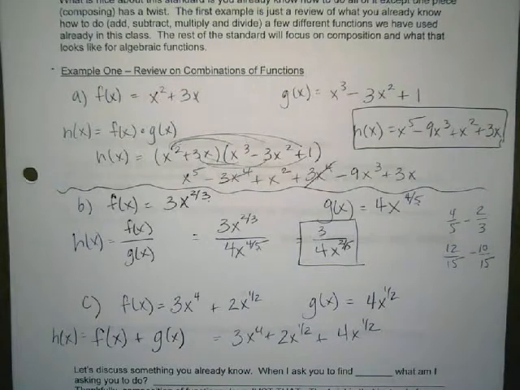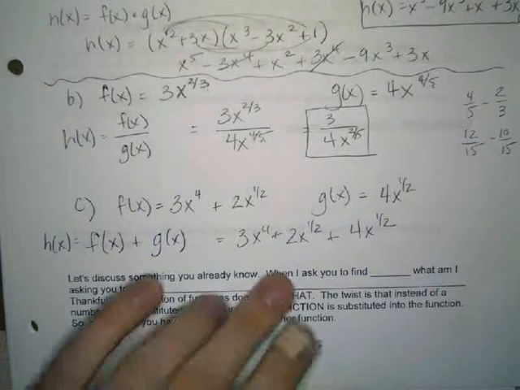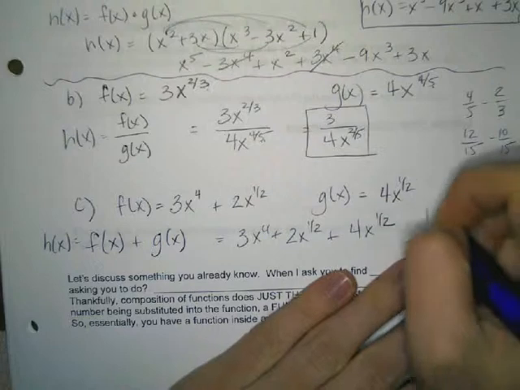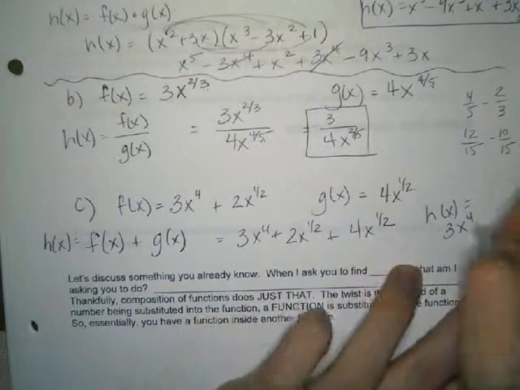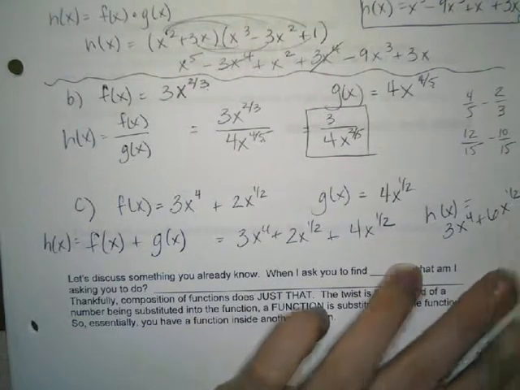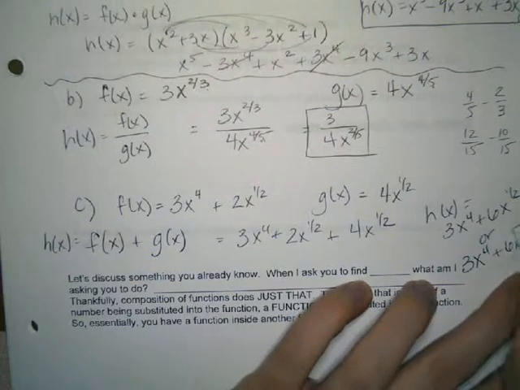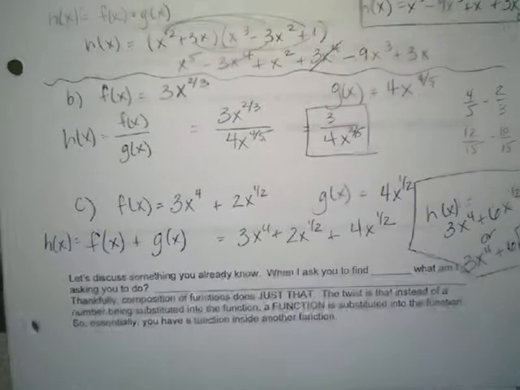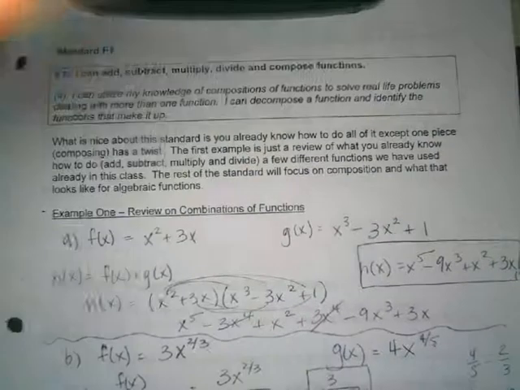Now in this case, I know this power of 1/2 means radical, the square root. But since I'm just adding, I'm just going to add my like terms. I would get h of x equals 3x to the 4th, and then if I add my like terms together, I get 6x to the 1/2. Or you could write it as 3x to the 4th plus 6 times the square root of x. Either one. Okay, so the first part of this standard is you can add, subtract, multiply, and divide functions.